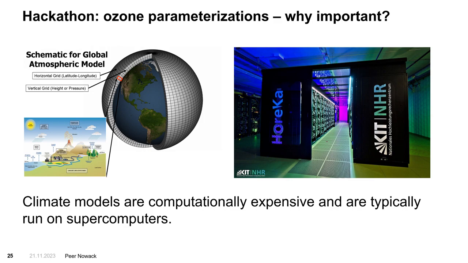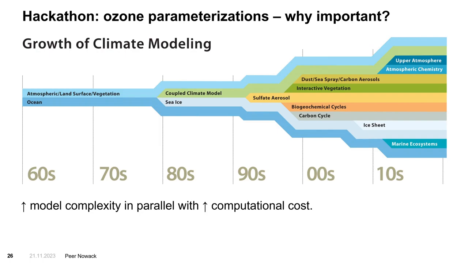And the reason why we would want to build or learn such a relationship is because predicting or modeling ozone in climate models is extremely computationally expensive. So these climate models, by their nature, have to be typically run on supercomputers like Horeka here in Karlsruhe. So they are some of the most expensive computer models out there.